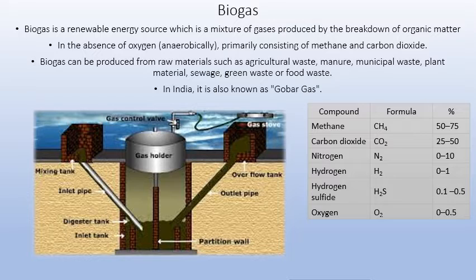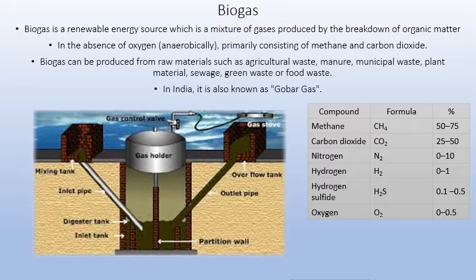The inlet pipe goes straight to the digester tank, which is the place where the waste will stay. The waste, plant waste, or even cow dung, if it stays there for a long period of time, slowly that place starts to produce methane and other gases. After some time, the gas goes to the gas holder, and there's the gas control valve.